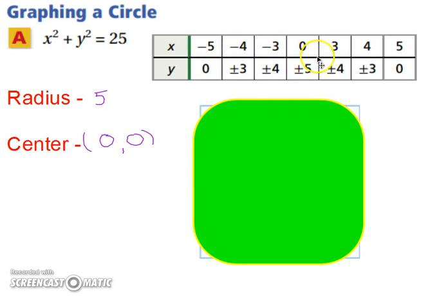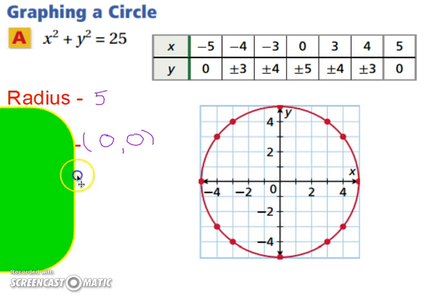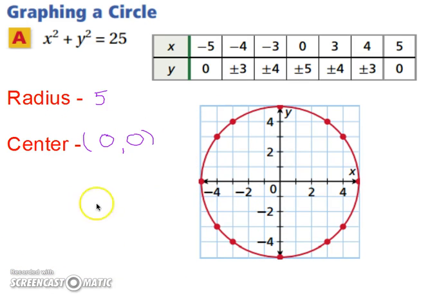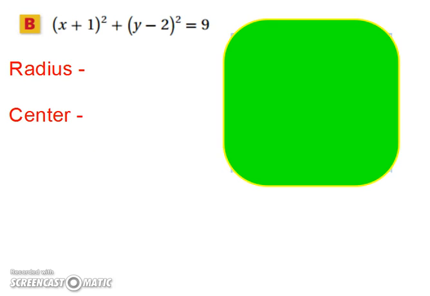Then you can just plot each of these coordinates. Don't forget to plot your center. And when you do so, you have a circle, and it is centered at 0. Let's try one more example.